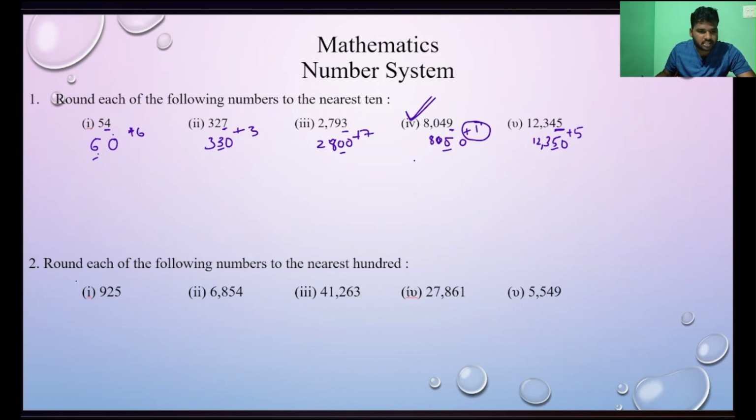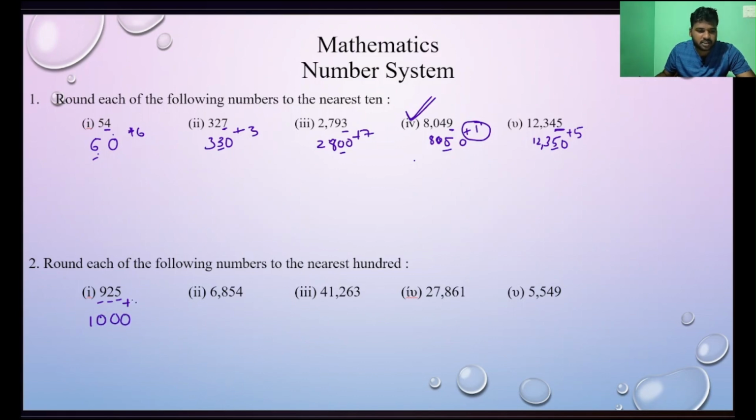Now going on to the second question. Round each of the following numbers to the nearest 100. Nearest 100 means what? Here it is the ones digit, tens digit, and hundreds digit, right? We have to make it to the nearest 100, which means I am converting 9,925 to 1000.